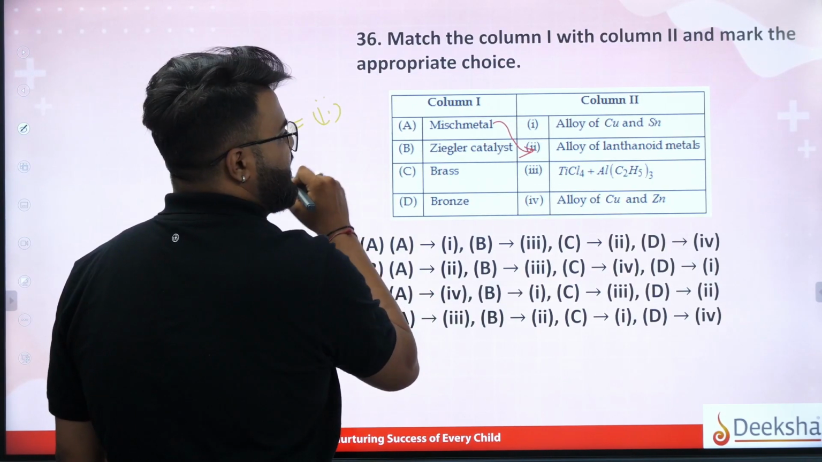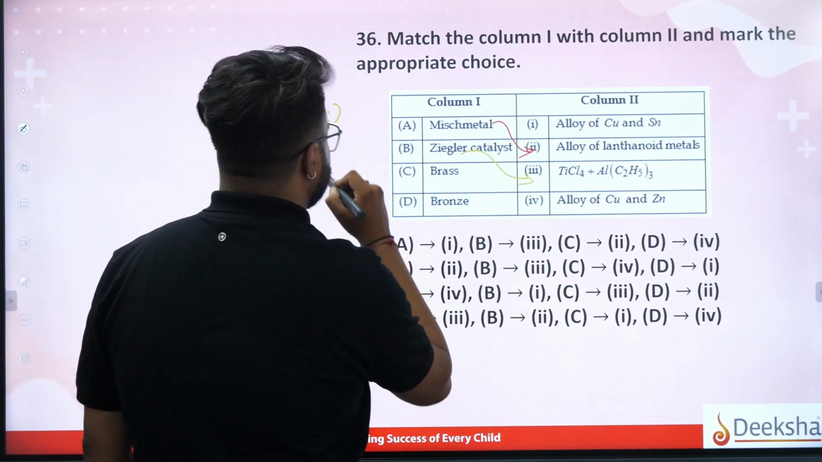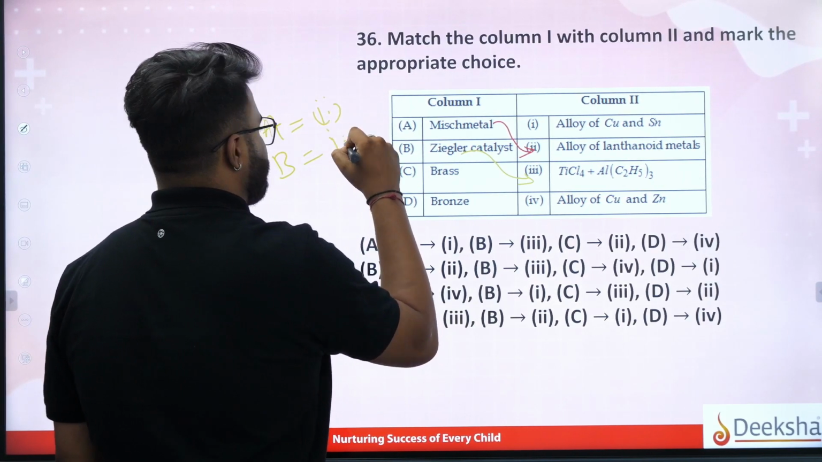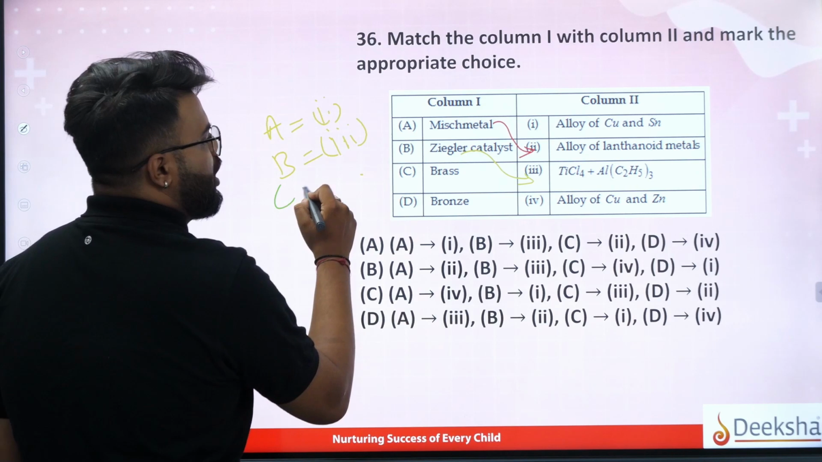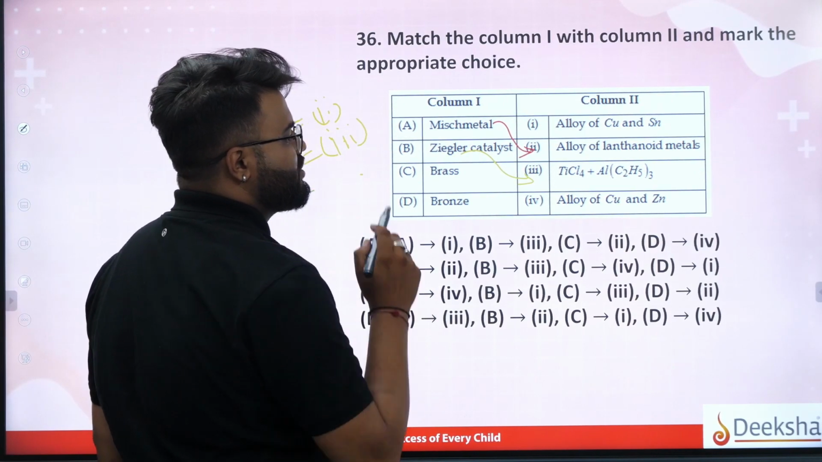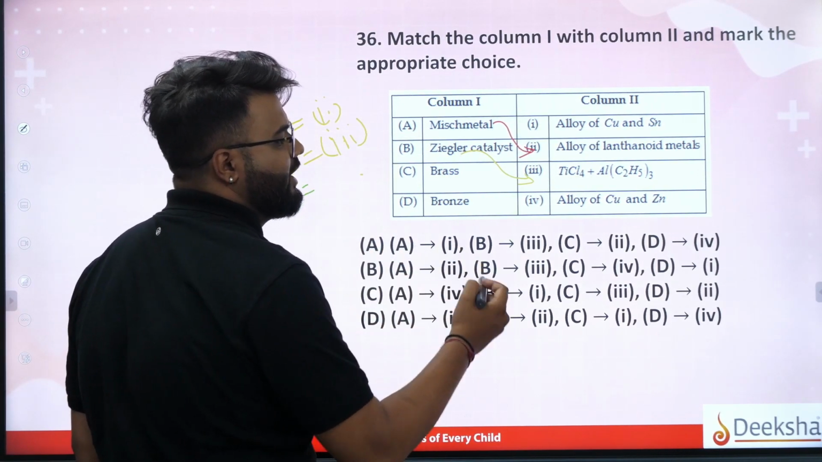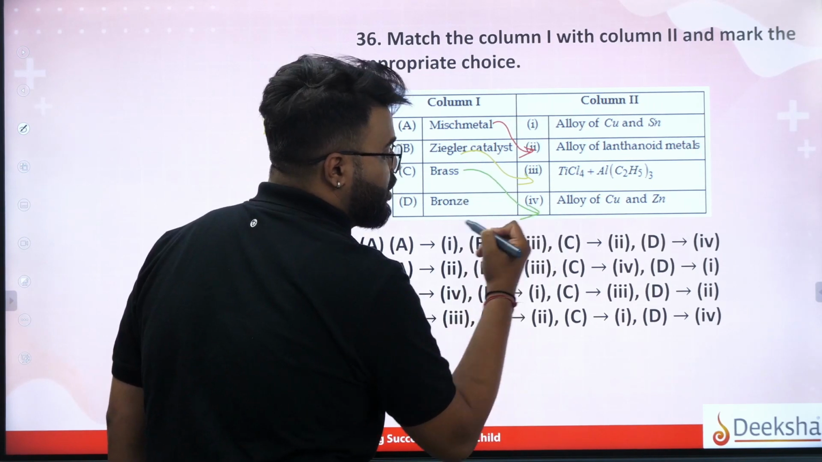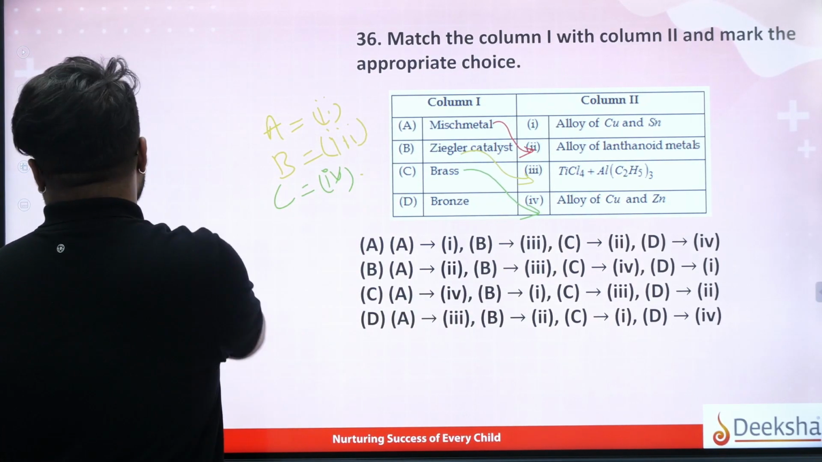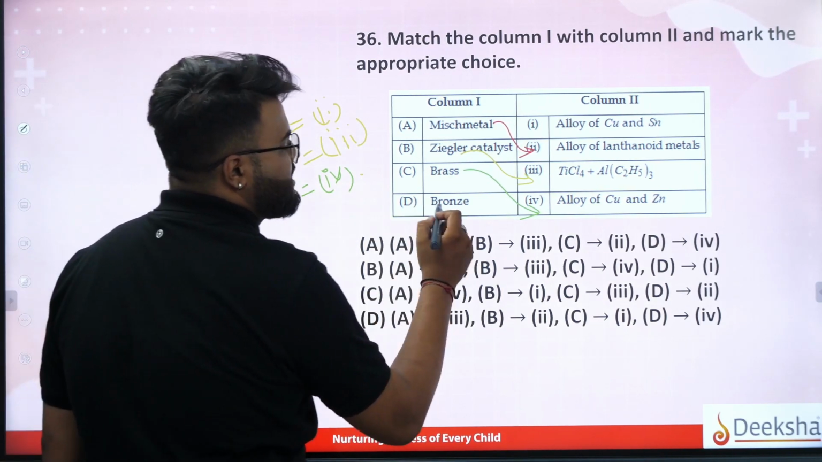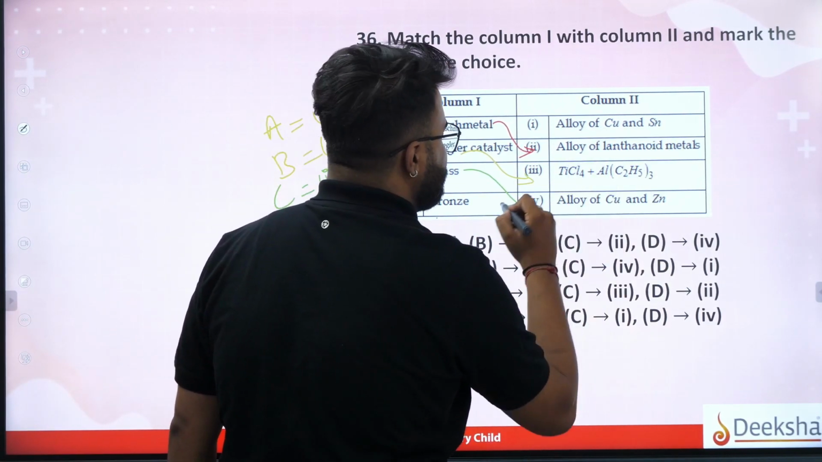Then option B will be 3. That is B is 3. So coming back to option C. Option C is nothing but your brass. So what is the brass? Brass is an alloy of copper and zinc. That is nothing but your option 4. And coming back to last, that is bronze. Bronze is an alloy of copper and tin.